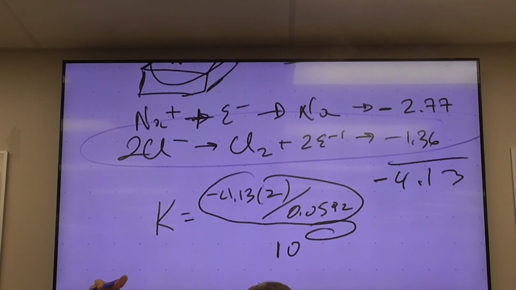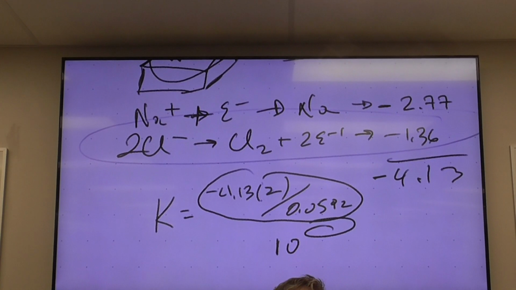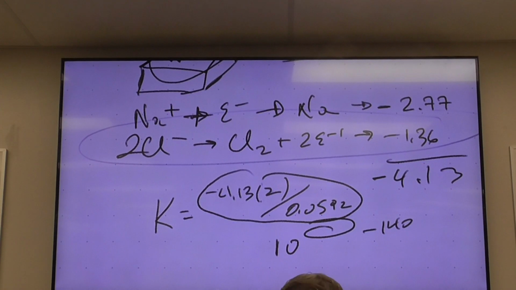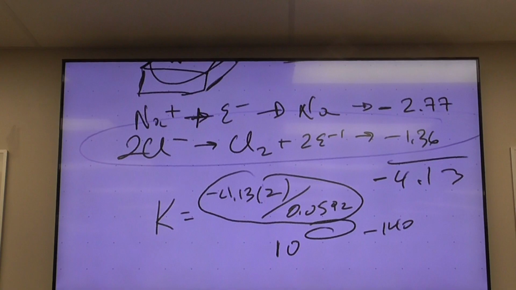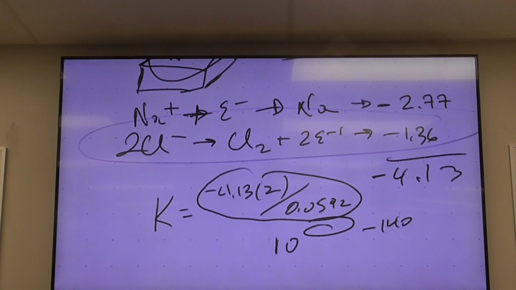What'd you get? Negative 139.5. So it'd be 10 to the negative 140. Yeah. It's a really, really small number. That has never happened. It's not happening.